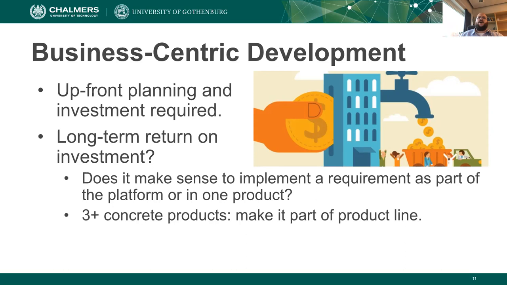As a rule of thumb, the break-even point from a cost perspective is about 3 concrete instantiations of a system. So is this a feature that you're going to eventually deploy in 3 or more products? If so, then maybe it should be developed as part of this product line. If not, if it's maybe once or twice, then this is something that you don't necessarily have to develop with an eye for reuse later on, right? But if there are 3 or more concrete realizations of a requirement, then this is usually more cost-effective to implement once as part of domain engineering, as part of your product line platform.